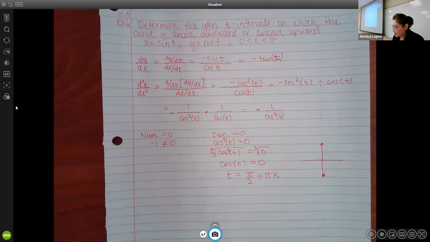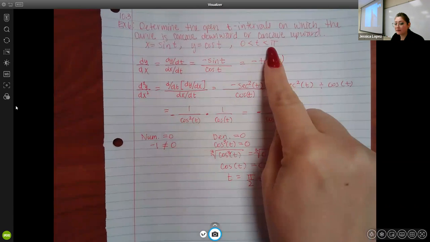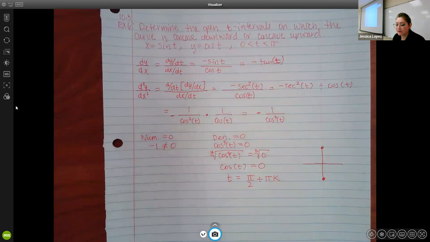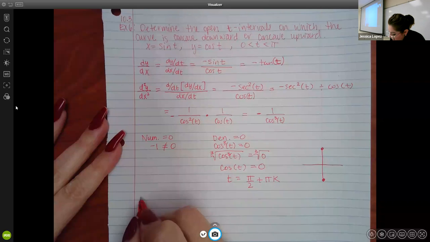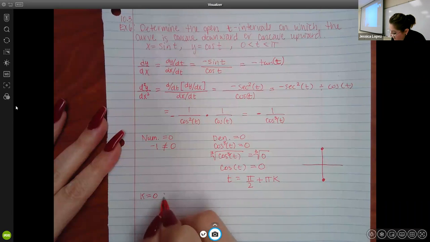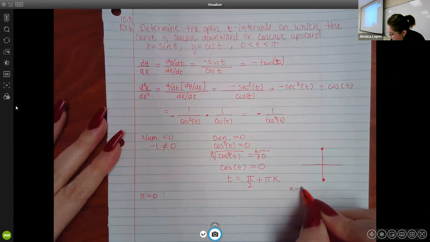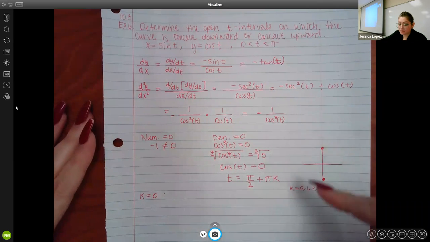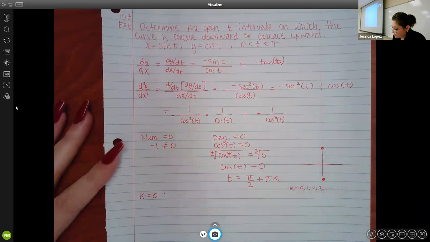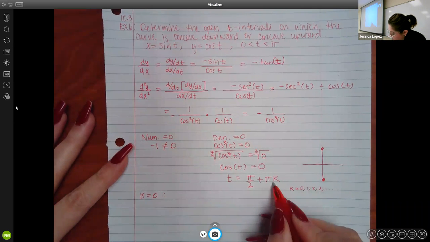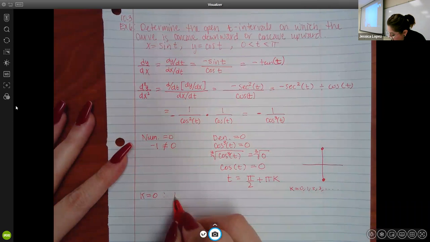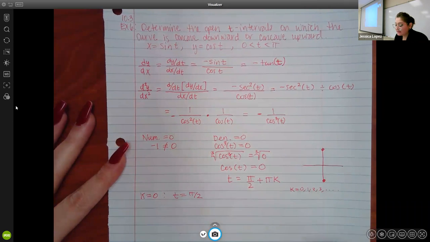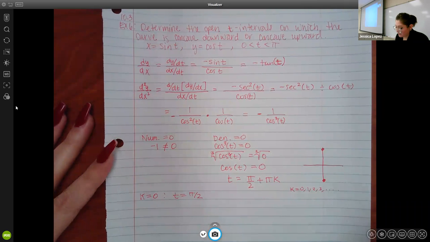So remember, we want all of the t values, but only the t values between 0 and pi, okay? Because my t is bounded by that. So if I let k equal 0, because that's what k is, k equals 0, 1, 2, 3, and so on and so forth, that would give me all the numbers, all the times I go around. So when k is equal to 0, this would just be 0. So I just get t equal to pi over 2. That is inside the bounds, right?